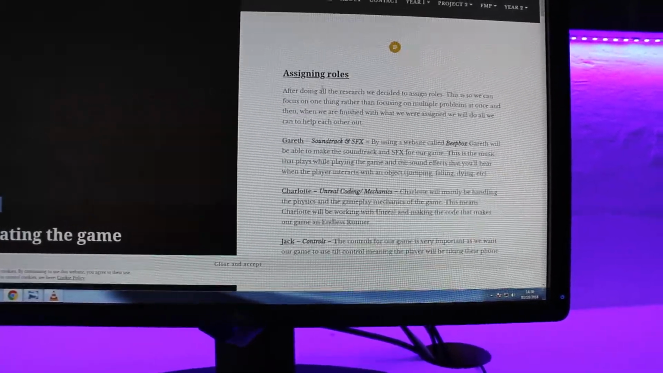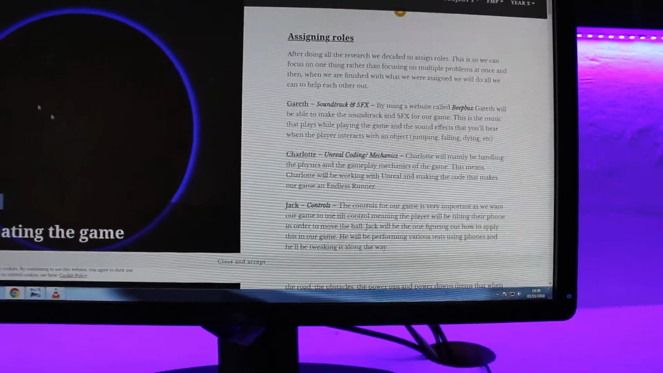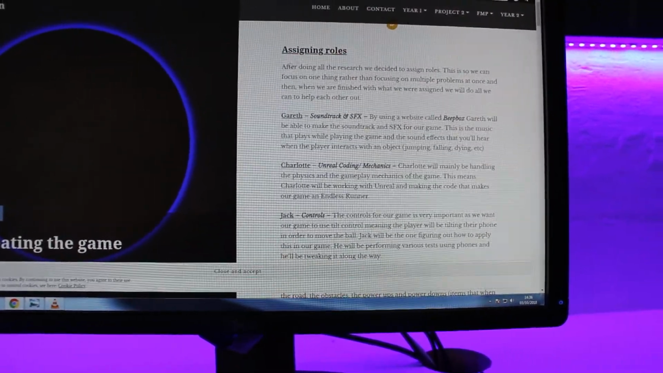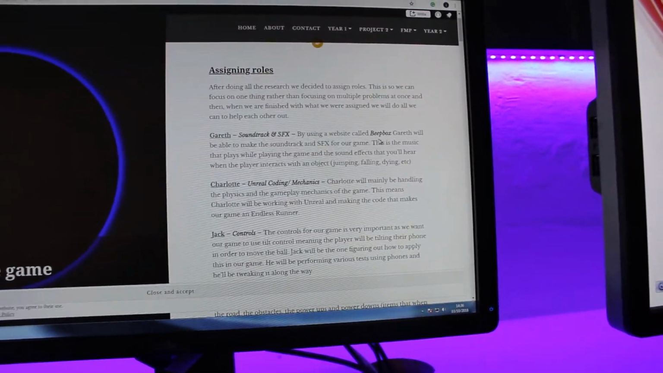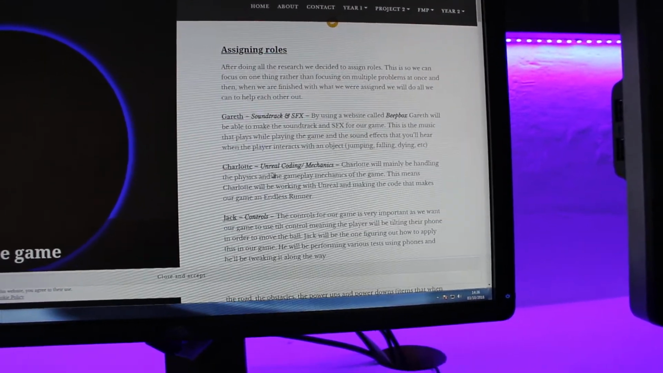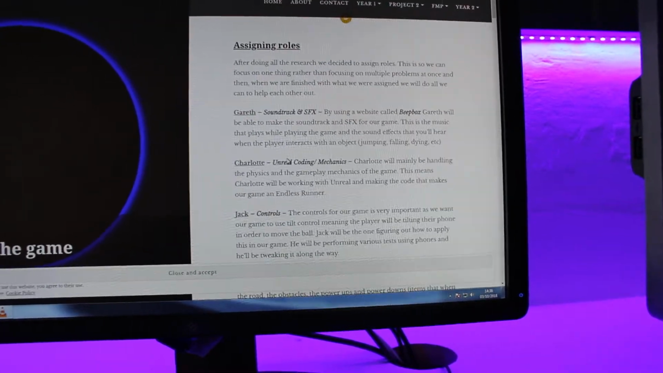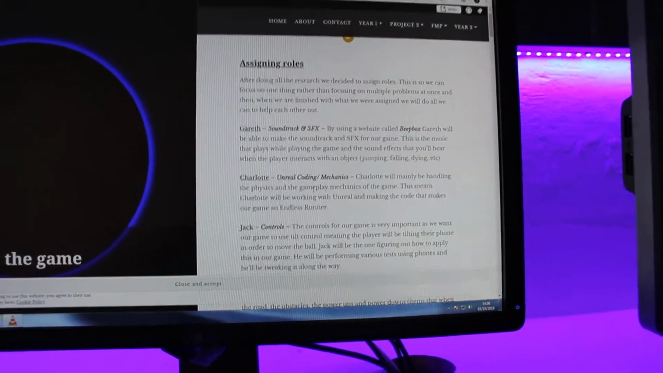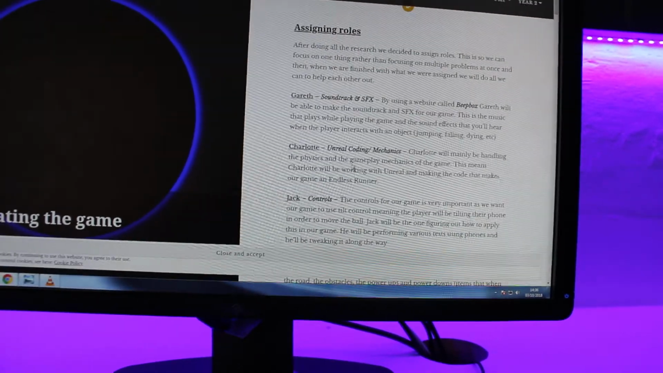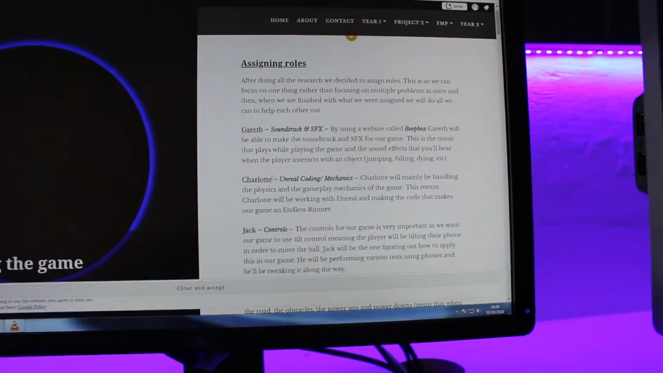He created the texture for our ball. This is his other page, which tells what they did. Gareth did the soundtrack right here, as you can see. Charlotte's doing coding for the level, like the enemies and hitting the spikes and stuff. You'll die falling off the side, that kind of stuff. He talks about all this.